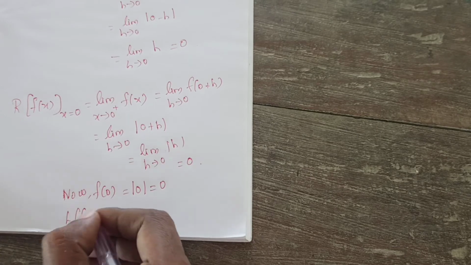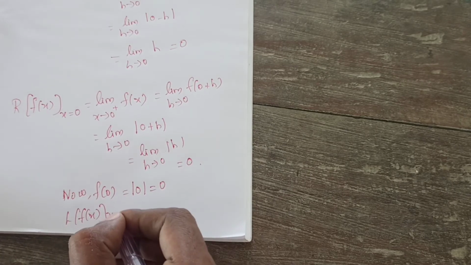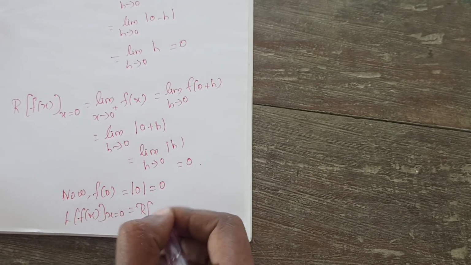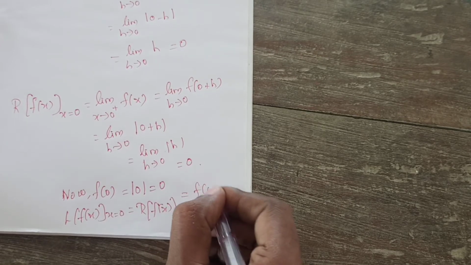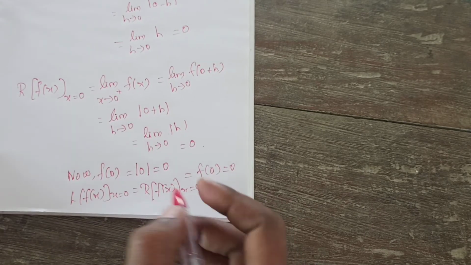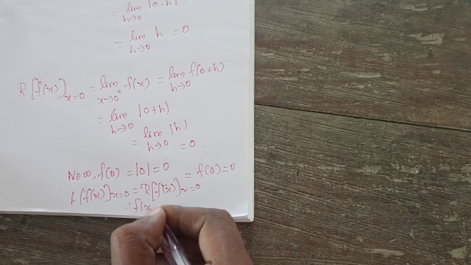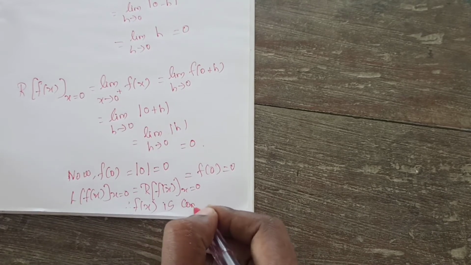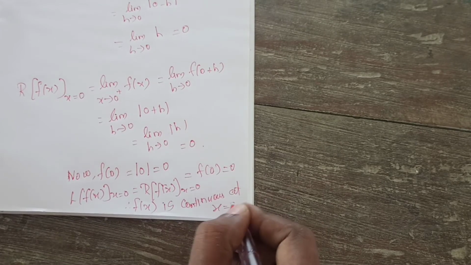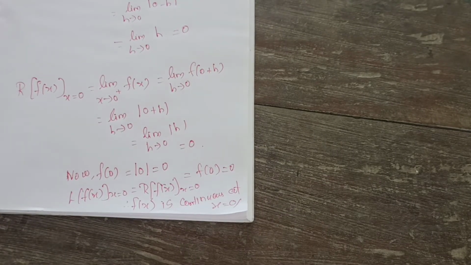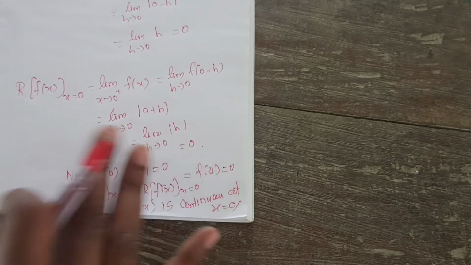So L of f of x at x equal to 0, R of f of x at x equal to 0, equal f of 0. All the values are 0. Is it continuous? Yes. Therefore, f of x is continuous at x equal to 0. Got it? Okay, so this is a very easy section. Keep it in mind.